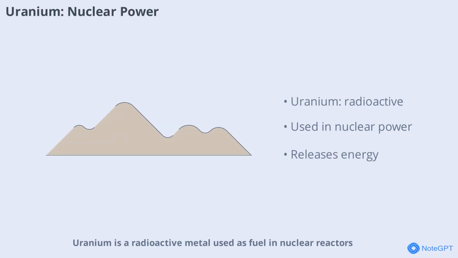Uranium is a radioactive metal used as fuel in nuclear reactors. It's also found in some types of glass and military applications. Uranium's ability to release energy through fission makes it a key element for nuclear power and research.